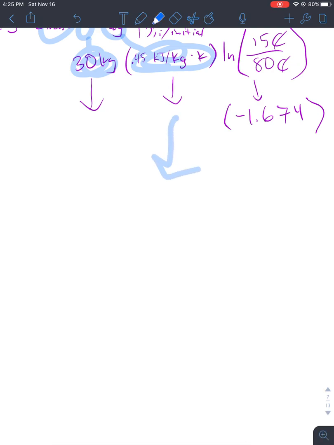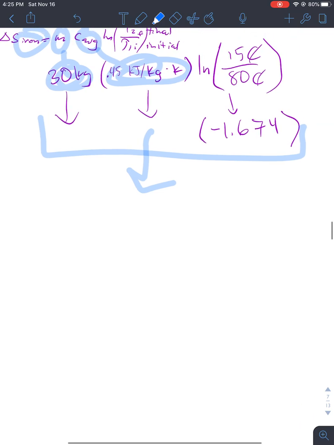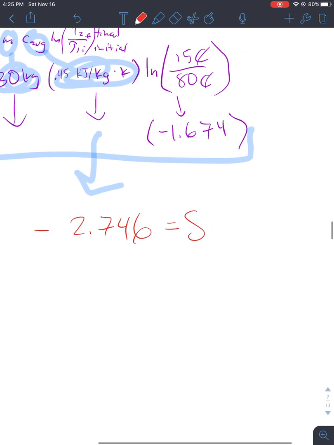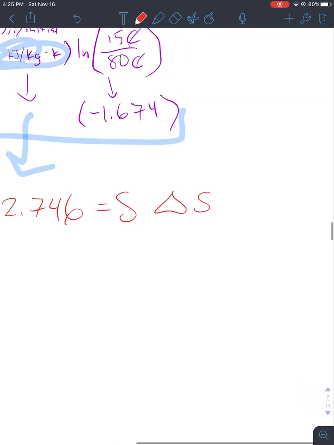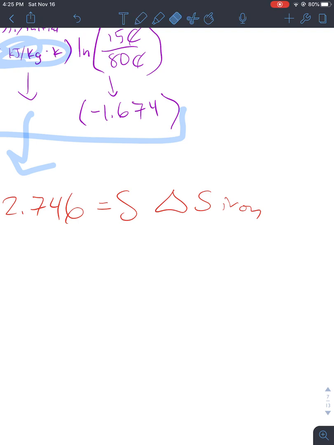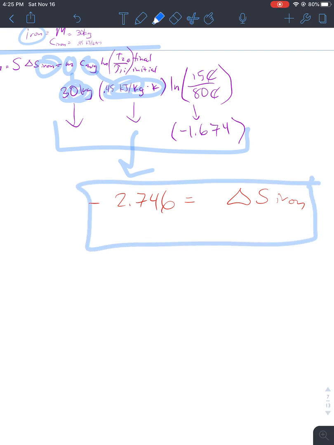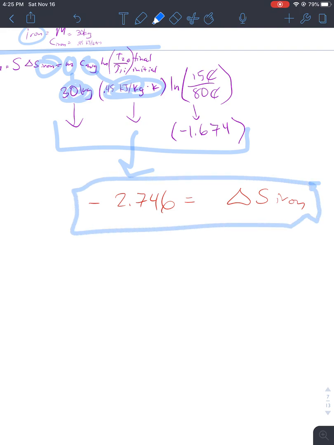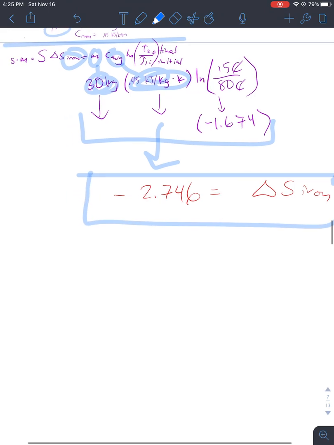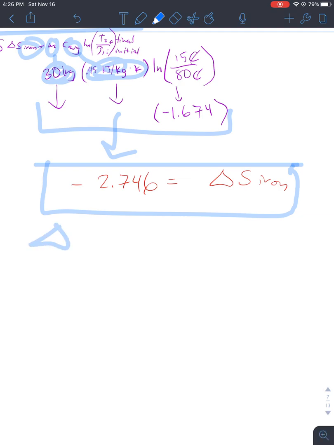And after you do all that, this whole thing goes to negative 2.746 equals S, the change in entropy for iron. Hooray! Now that's one thing. All right, let's box that. That's boxed. Now the next thing you need to find is the change in entropy for copper. Do the same stuff. And then hooray, you get the change.